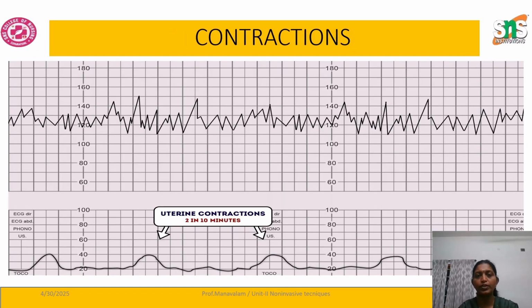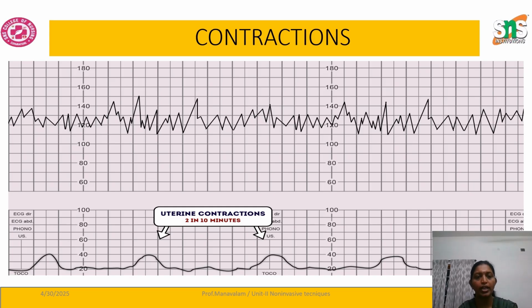In this slide, we are going to see the contraction, the first parameter detected by using the cardiotocography. Contraction is normally measured in a 10 minute window period. On the graph sheet, two vertical lines are given in between the horizontal lines, and readings are given. Above and below there are two graph lines. The upper graph line has readings like 60, 80, 100, 120, which indicate the fetal heart rate.